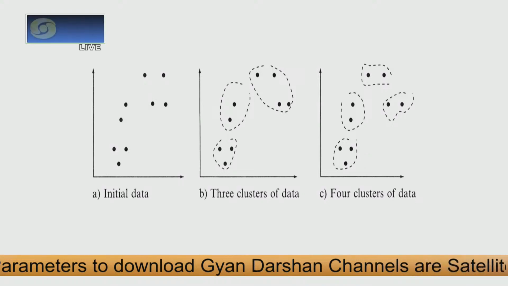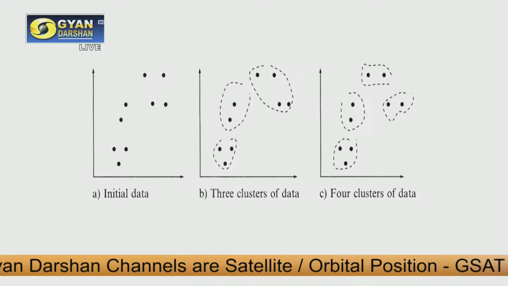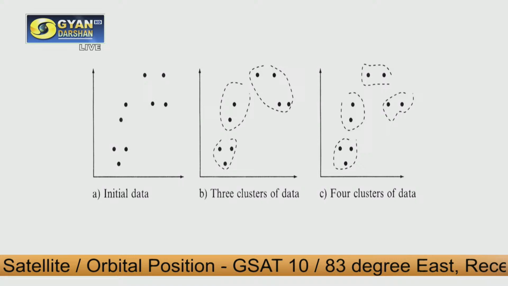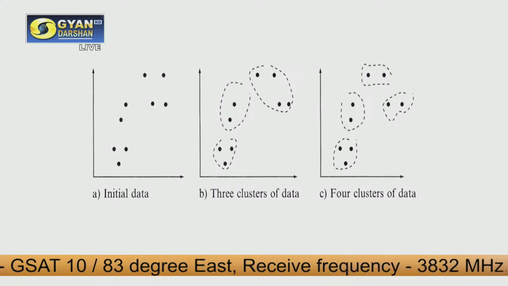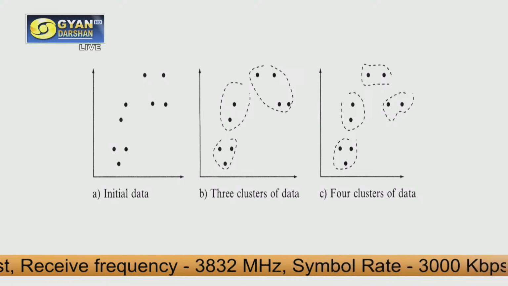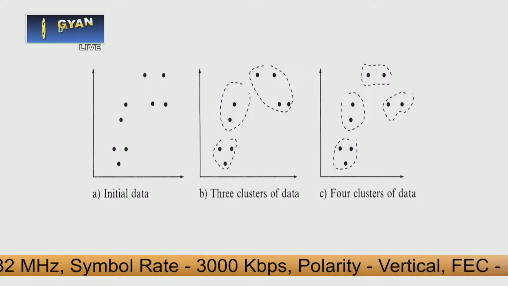Now, how exactly can this be done in computers? How does your machine use these data sets and form the different clusters? For example, in the initial data set, you can see that we have 4, 5, 6, 7, 8, 9 different data points in figure A.